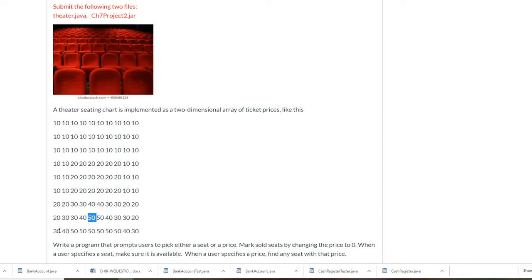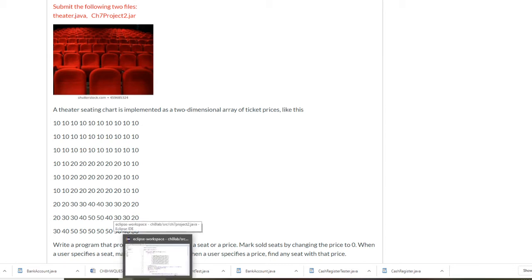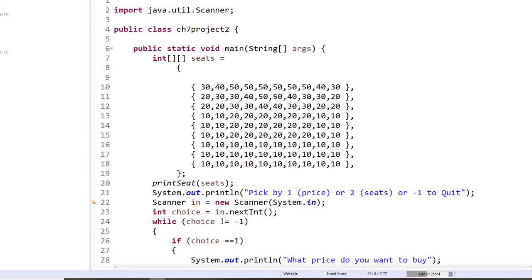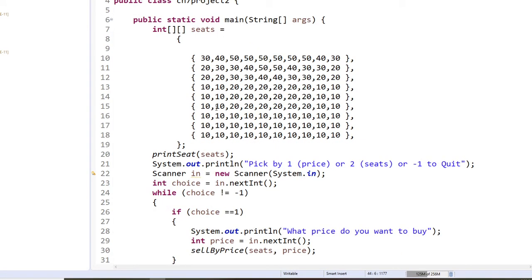But notice the seat number is row 1, row 2, but in the array this is 0, 1, 2, 3, 4, 5, 6, 7, 8. So we need to pay attention to the real number, because ours is a little bit different. This is our program right here.